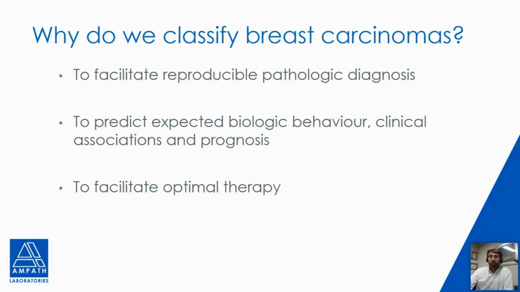So if somebody is diagnosed with an invasive lobular carcinoma, one automatically knows that they have a much higher risk for not only multicentric disease in the same breast, but also bilateral disease. The third reason, of course, is to facilitate optimal therapy. So by knowing what type of tumor you're dealing with is going to determine how you are going to approach it from a therapeutic point of view.